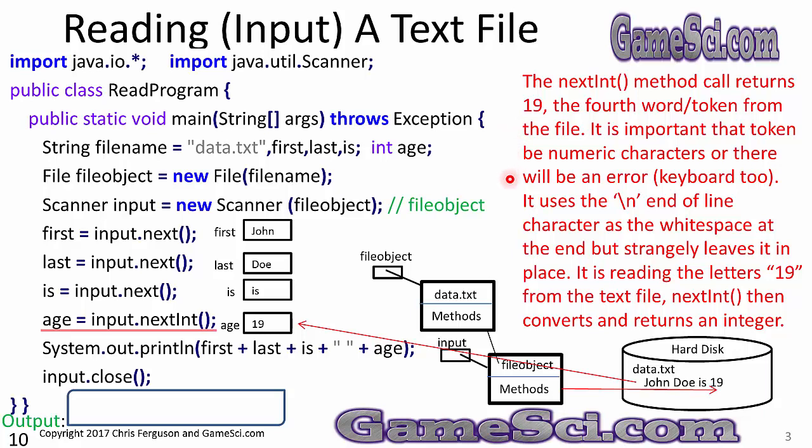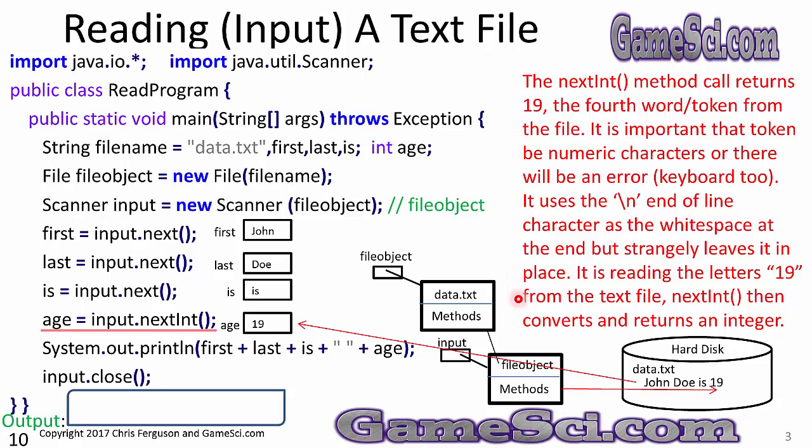This happens on the keyboard too. Whenever you call nextInt for the keyboard and type in letters, you get a big fat error message. And the same would happen here if the file didn't contain a number at that point. It also uses the backslash n end of line character as a white space at the end, but strangely leaves it in place. It is reading the letters 19 from the text file.